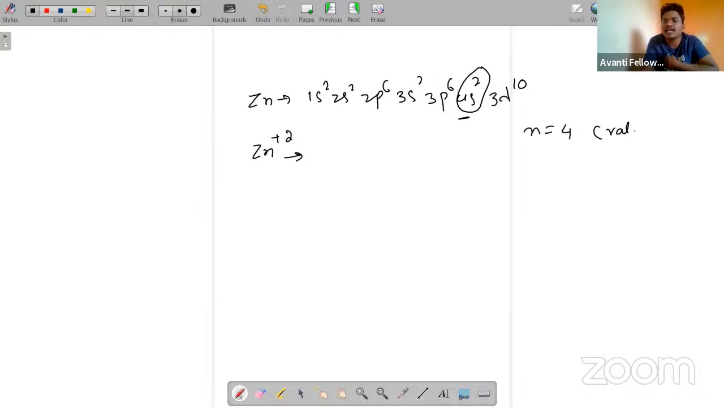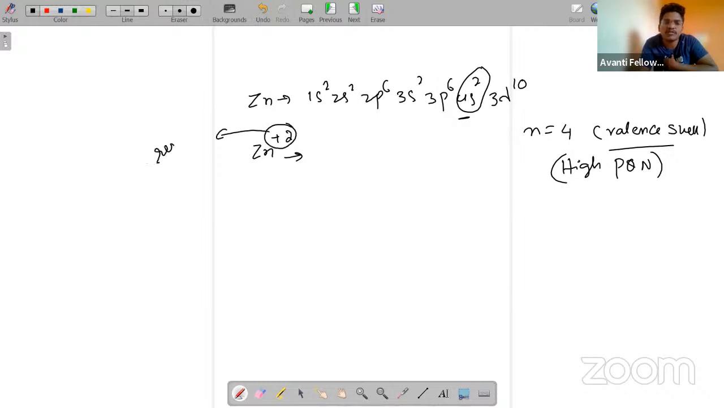How do you find the valence shell? The valence shell can be determined with the highest principal quantum number. The highest principal quantum number is simply nothing but the valence shell. So where will you remove the electrons? What is the meaning of plus 2? Plus 2 means removing 2 electrons. Where do you remove the 2 electrons? From the valence shell, which has the highest principal quantum number. And here the highest principal quantum number is 4.